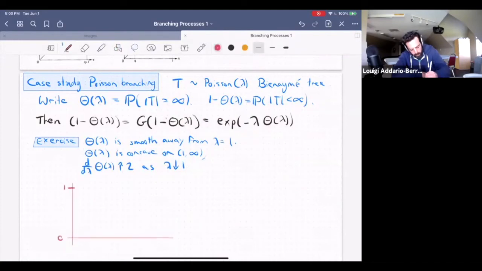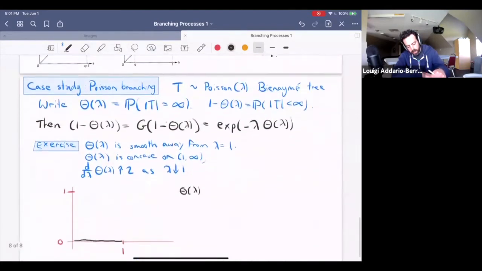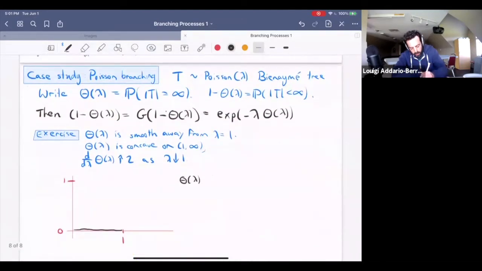Right, so here's, I guess that makes one about there. So I'm gonna draw theta of lambda in black. It goes along at zero until lambda's one. The fundamental theorem tells us that when the mean is less than one, the probability of survival is zero. And then it takes off at slope two and then gradually curves down from there. Okay, so this is what theta of lambda looks like.